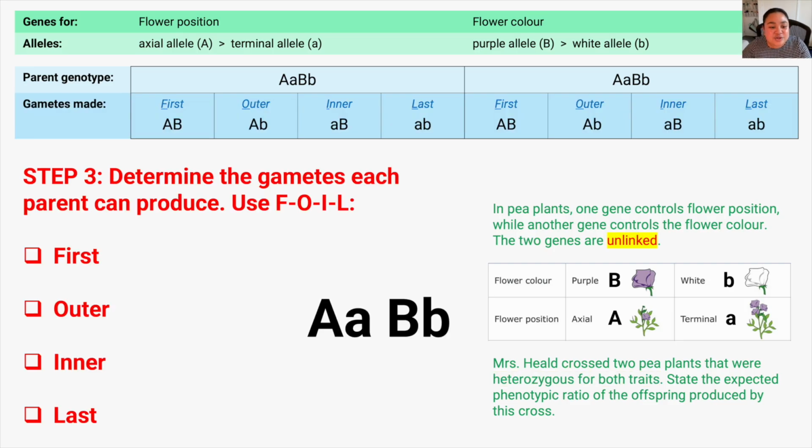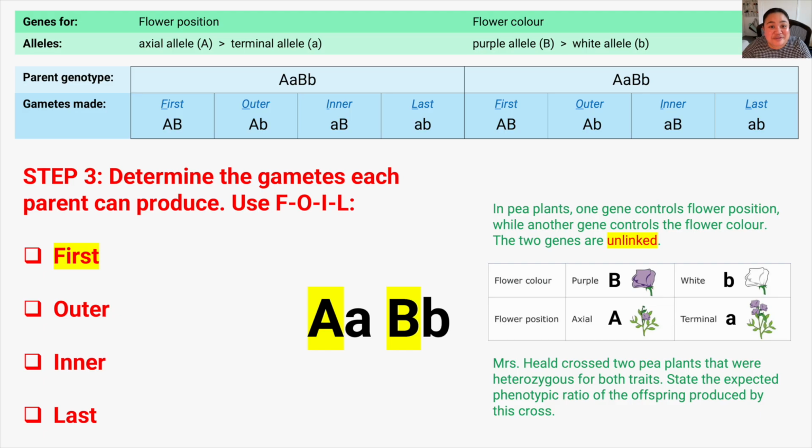Step 3 is to determine the gametes each parent can produce. For this step, we're going to use the FOIL method. Yes, like the method you use in algebra. Now, the information clearly tells us that the two genes are unlinked. This means that genes A and B are on different chromosomes. And so the big A and little a alleles are free to segregate into the gametes independently of the big B and the little b alleles. In other words, unlinked means alleles aren't linked or tied up to each other because the genes are on different chromosomes.